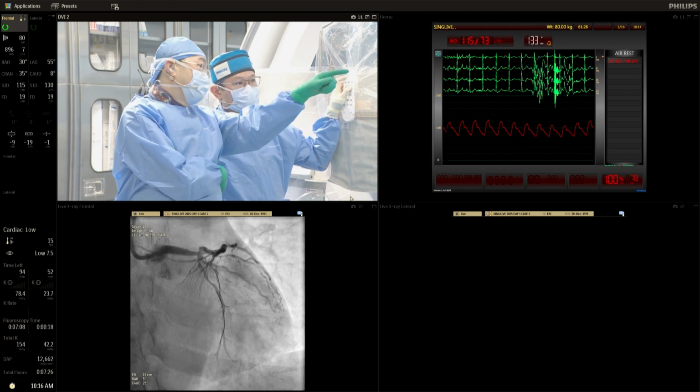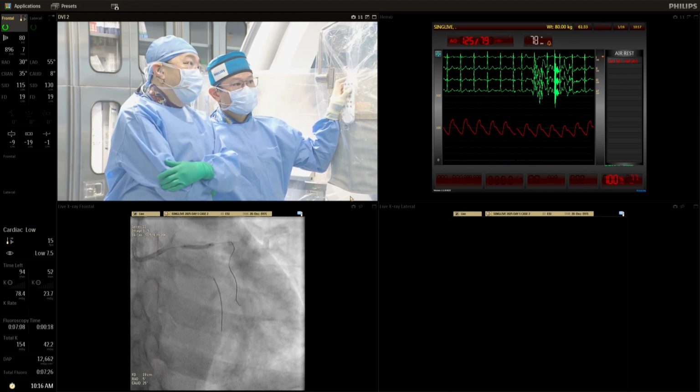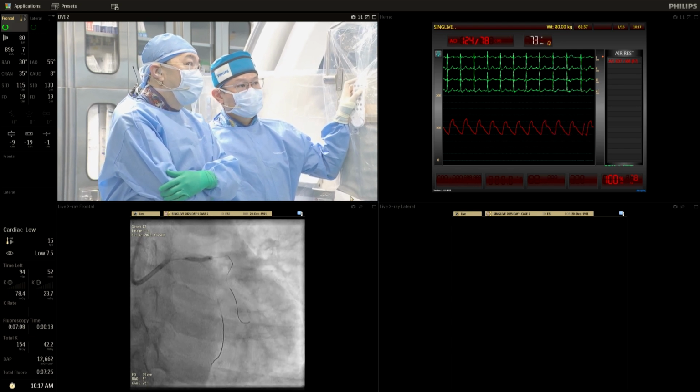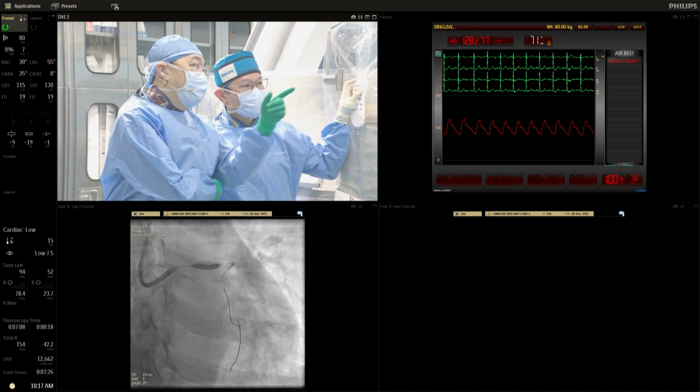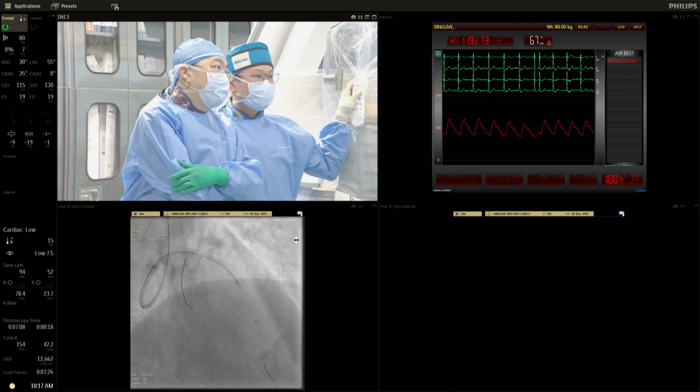As you can see, the calcium is quite thick actually. And then we upsize to 3.5. The next one is a 3.5 NC. This is higher pressure, 3.5 NC. So next view.